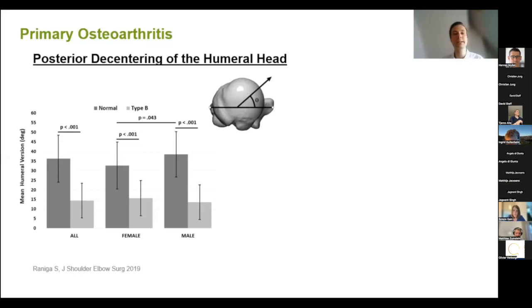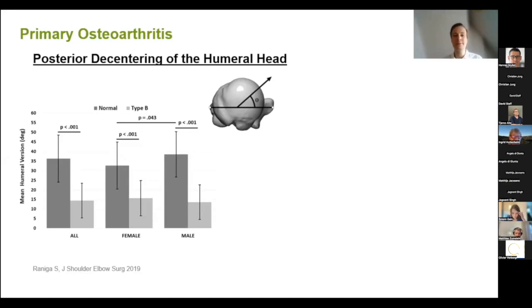Sumit Raniga and colleagues have focused on the role of humeral torsion in primary OA. They found less retrotorsion of the humerus in type B shoulders when compared to normal non-arthritic humeri and type A humeri. It remains unknown whether this finding is an etiologic factor that potentially leads to the posterior glenoid wear, or whether it is simply a compensatory mechanism of the arthritic changes.